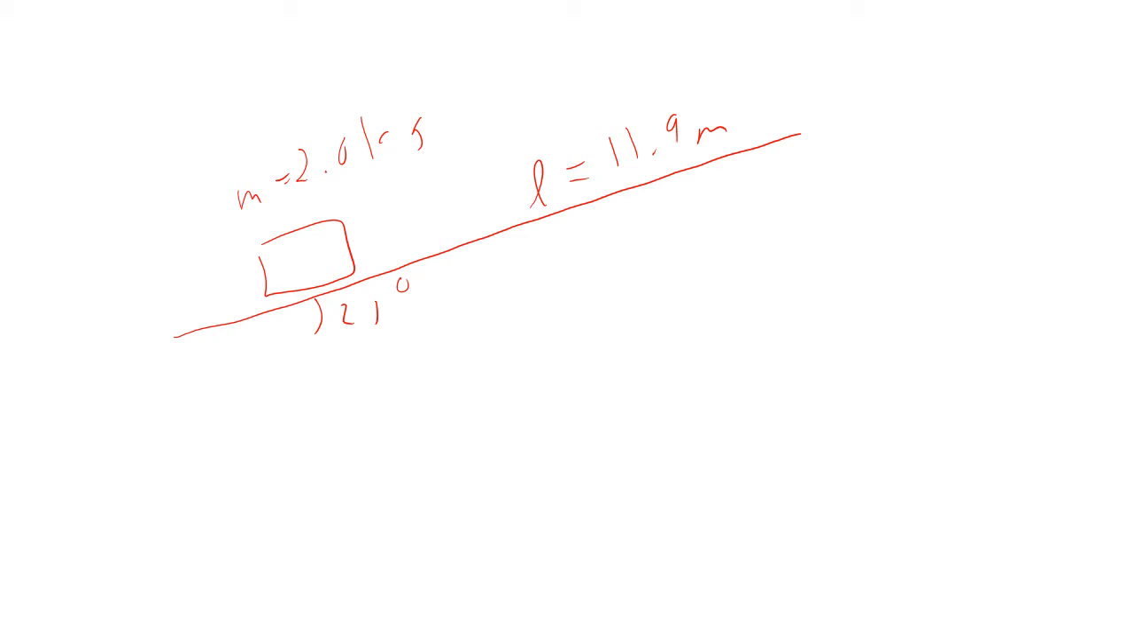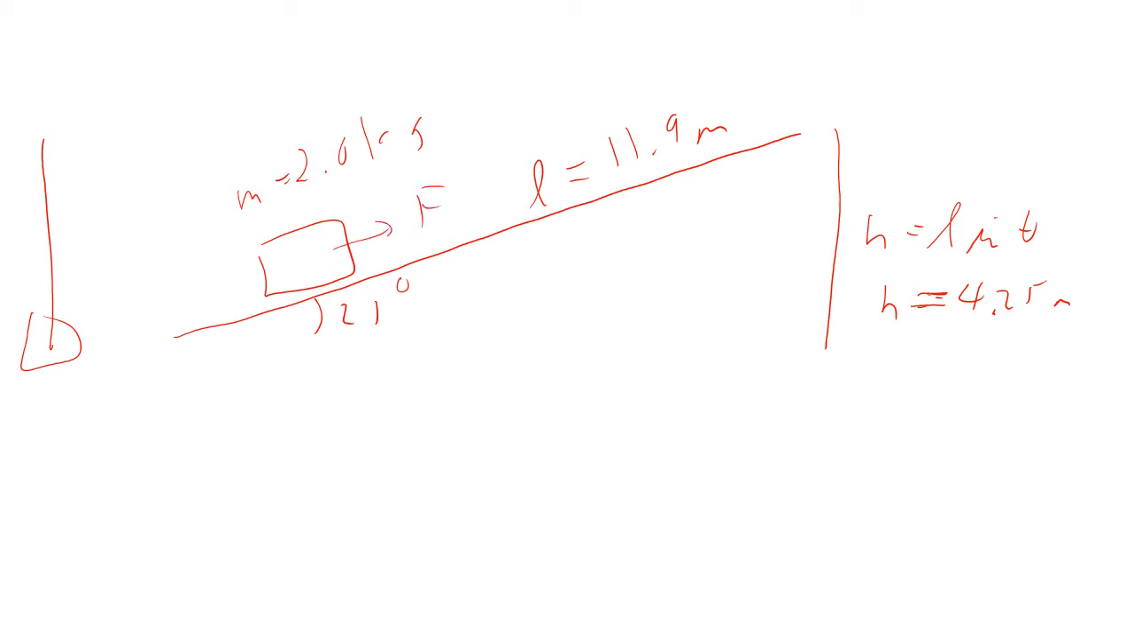Well, if you do a little mathematics here, the height is going to be L sine theta. So the height is 4.25 meters, exactly the same as it was before. Before we had a block and we lifted it 4.25 meters. Now we're just going to exert a force pulling it up the incline and see how much work we do. Well, we look at the free body diagram.